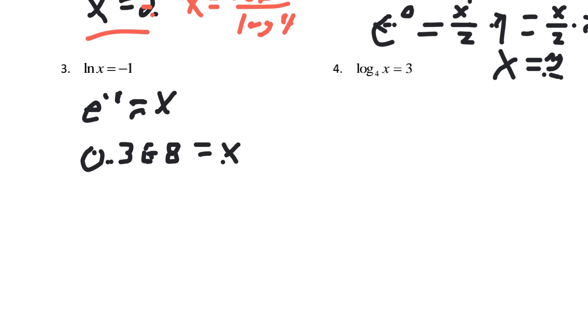Over on this one, I'm going to change to exponential form. 4 to the third equals x. And 4 to the third, I believe, is 64. Yep.